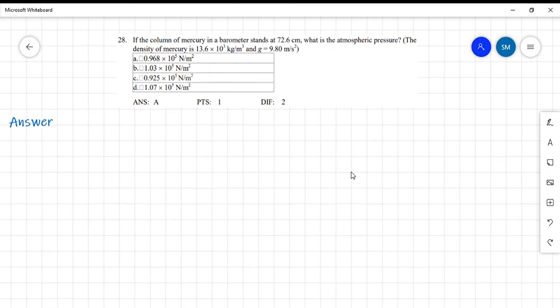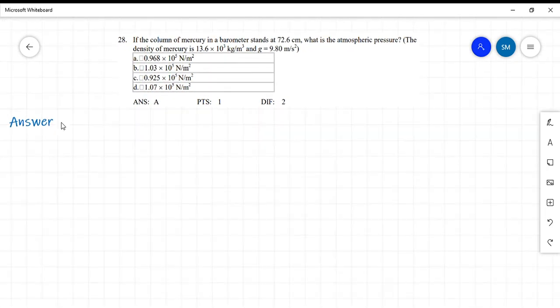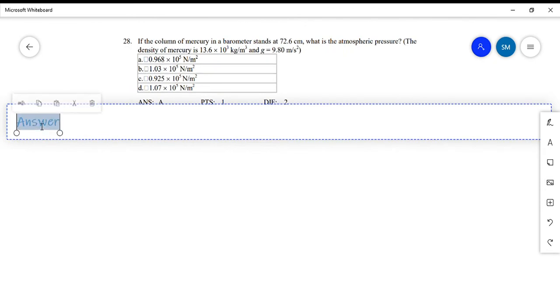Okay, a very easy question. We all know this rule: the pressure is equal to density times height times the gravity. Let us substitute in this rule.